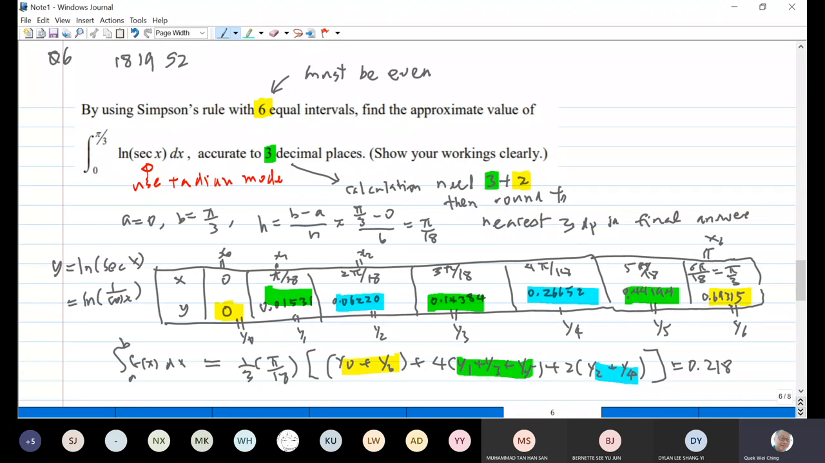Okay, so I think these are some of the key points you can take away. First is the number of decimal places. The given question must add 2 in the calculation. Of course, in the calculator, you must make sure that you are in radian mode. The first mistake is I didn't check my calculator. I thought it was already in radian mode. But actually, in the earlier class, I used degree mode to check my answer. So this is why I made a mistake there. And then, n must equal 6, right? It's an even number.